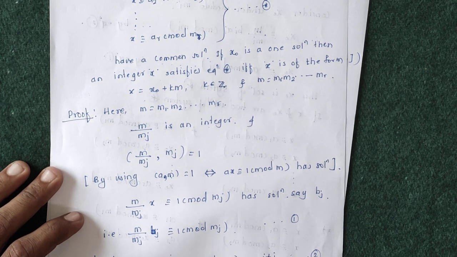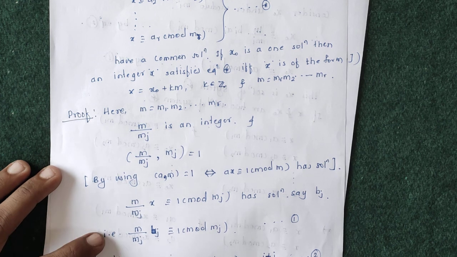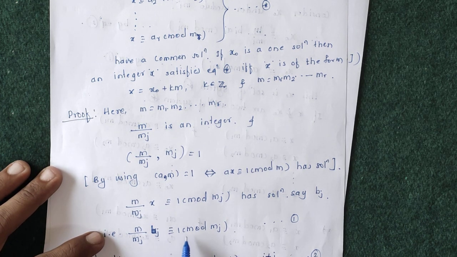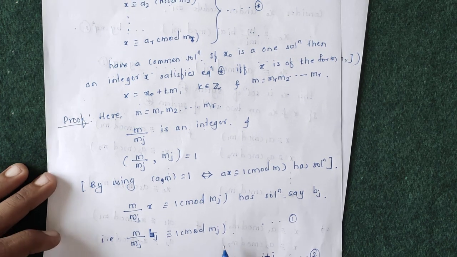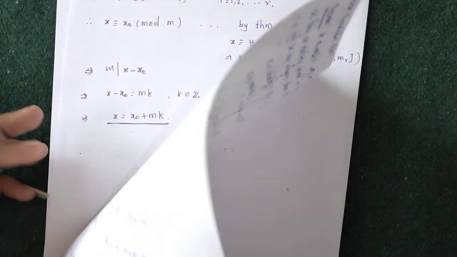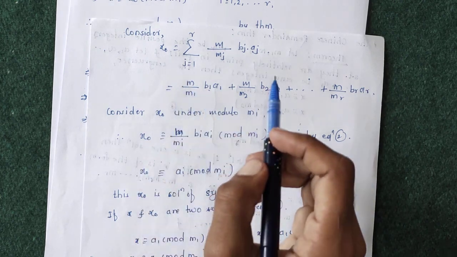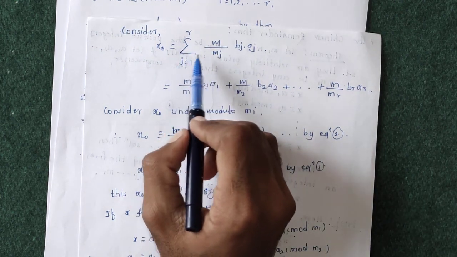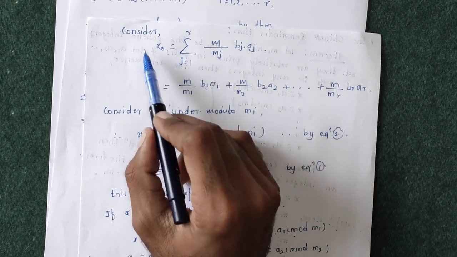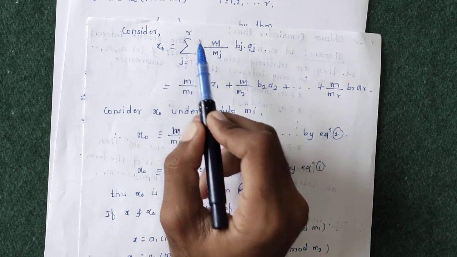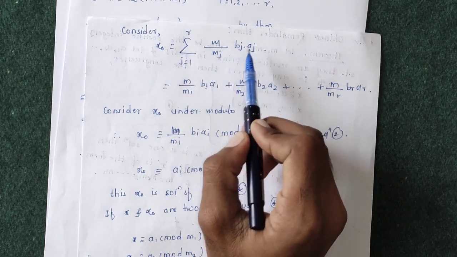M by mj bj is congruent to 0 modulo mi, and here m by mj bj is congruent to 1 modulo mj. Now we are going to use these two equations. Here we have considered the x naught such that x naught is the summation. Here is the construction of the proof. Consider x naught equals the summation of j running from 1 to r of m by mj bj.